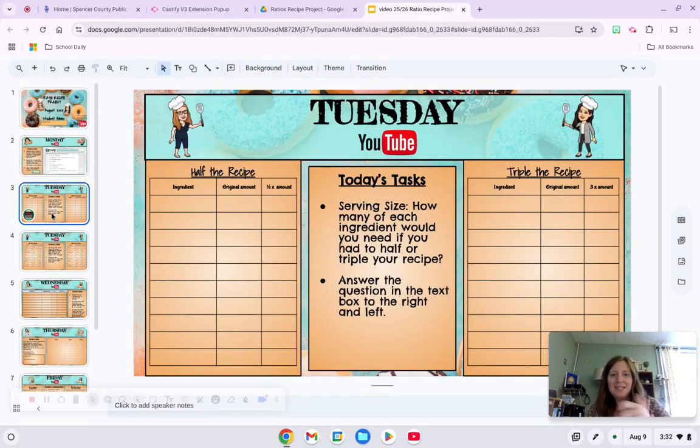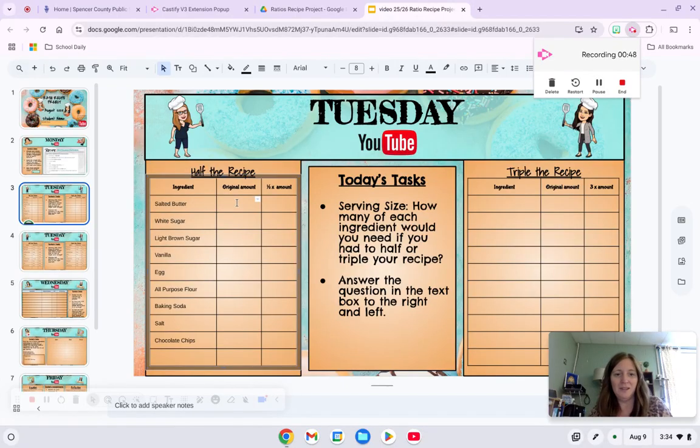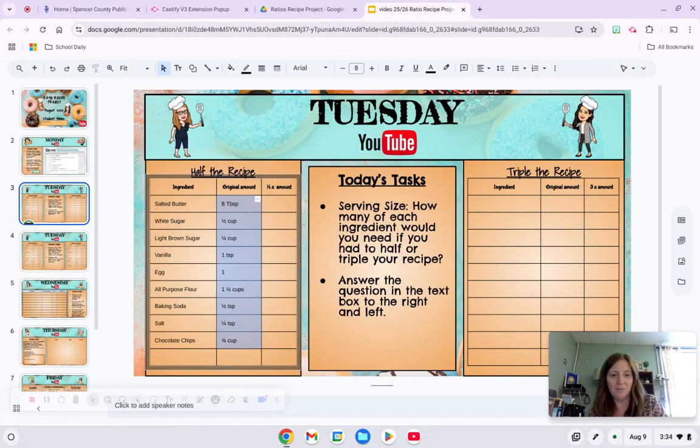So, today it's asking you if you need to half or triple your recipe. So before we go in and take half the amount and triple the amount, I want you to type out all the ingredients here. Pause the video, give yourself a chance to do that, and then we'll come back and we'll have it just typed out right here in these ingredients. You also need to put in the original amounts for each item, so do that now if you haven't already.